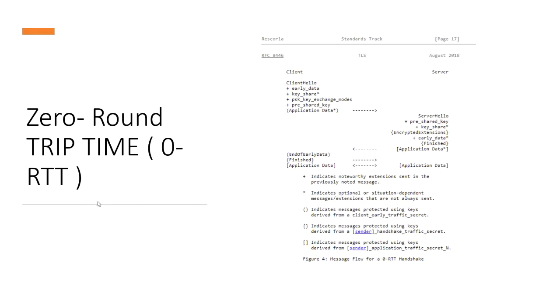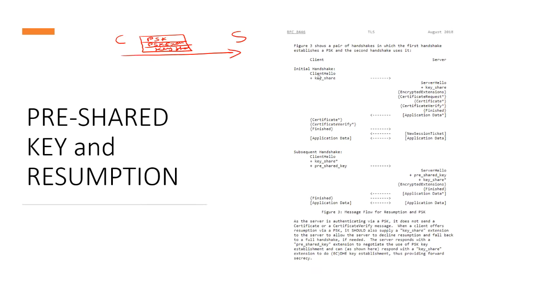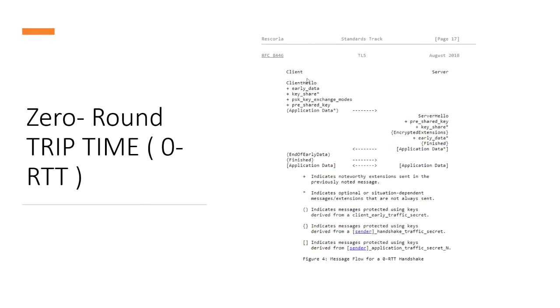Let's take a client hello message. In the hello message itself, it starts sending the application data. Whereas in the previous hello message, there was no PSK, just the client key share. But in the subsequent handshake, there is client hello and PSK. In the zero round trip, there is early data, key share, PSK, and then the application data. That means the PSK is already there. This represents a zero round trip.